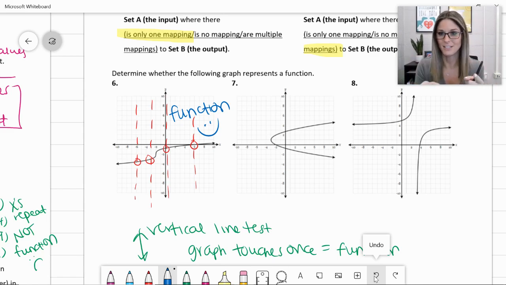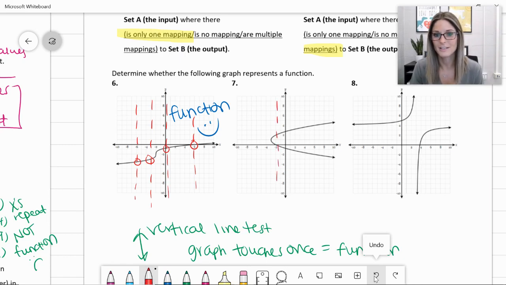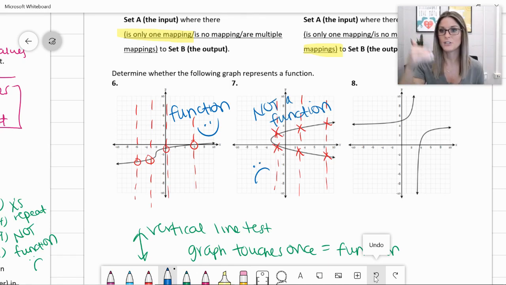Look at number 7. You've got that sideways kind of curve, looks like a C, looks like a sideways parabola there. If I was to draw my vertical line almost anywhere along this, you see how it's hitting twice, top and bottom, no matter where I put it, even way over here. It's hitting twice. This one is not a function. When I do the vertical line test, it's hitting 2 places. What does that mean? Ms. Bryan, I don't get it.